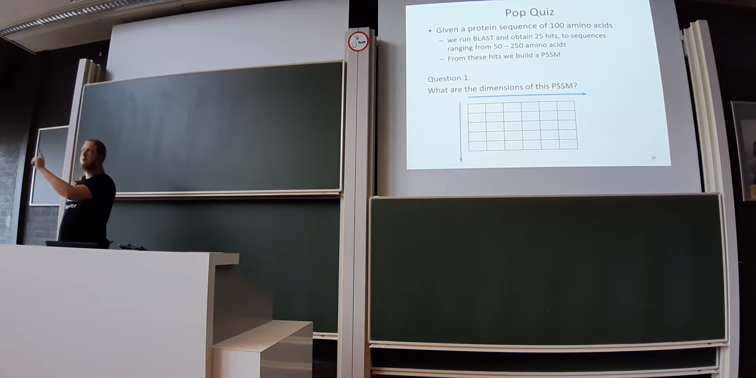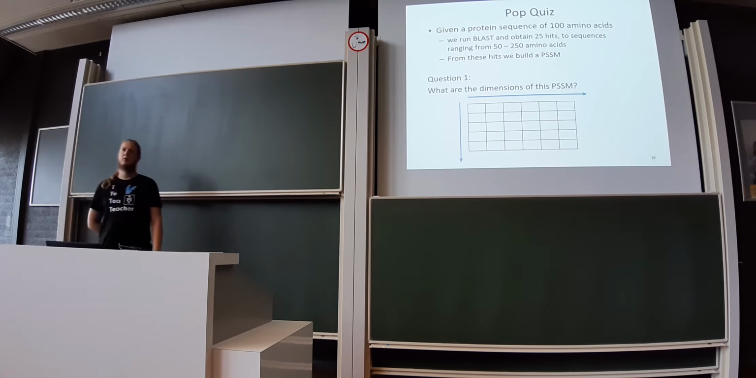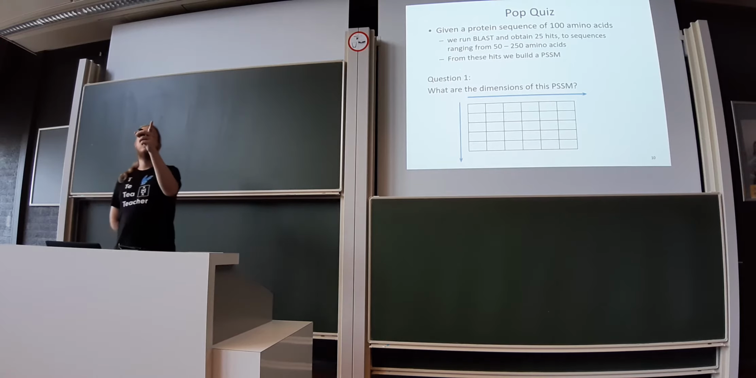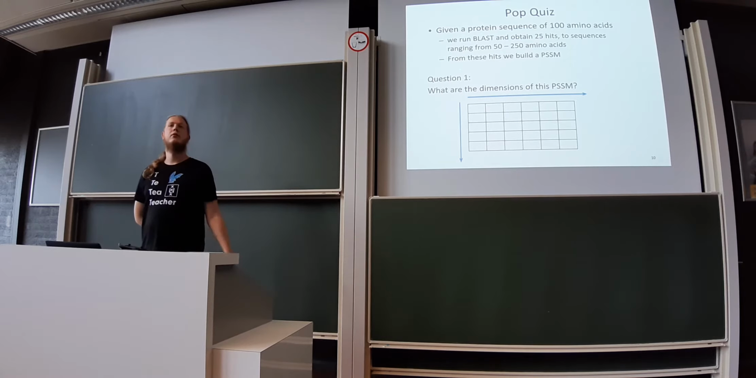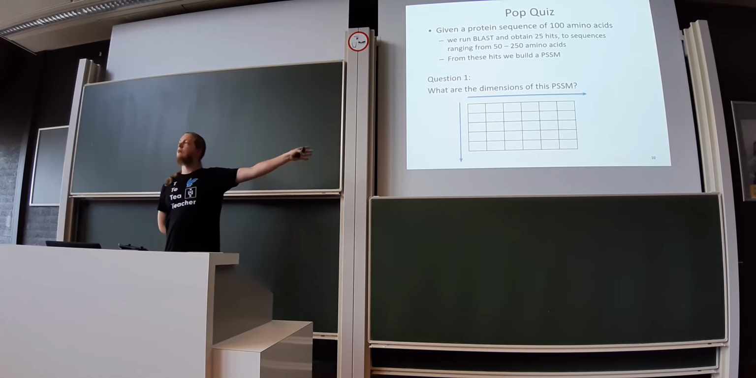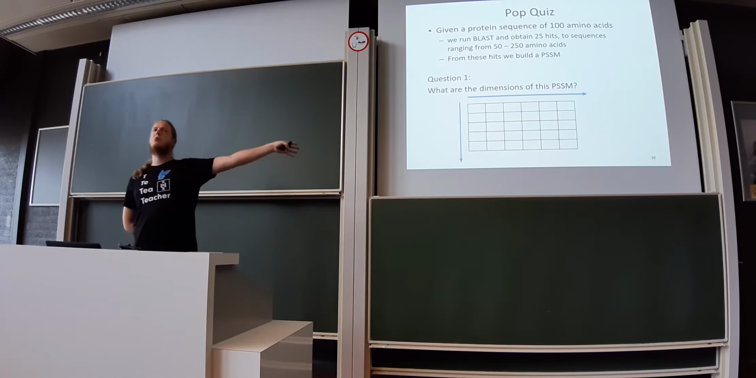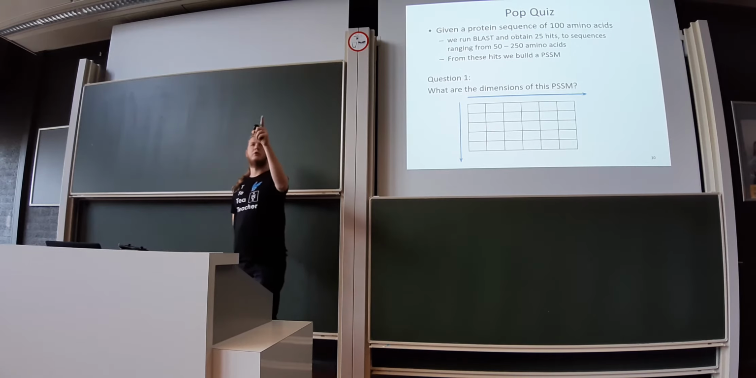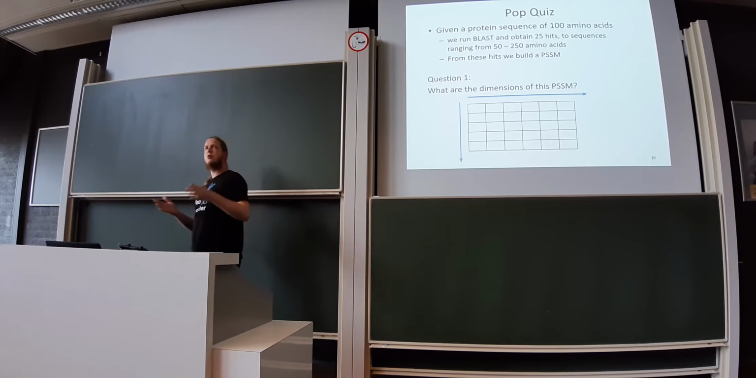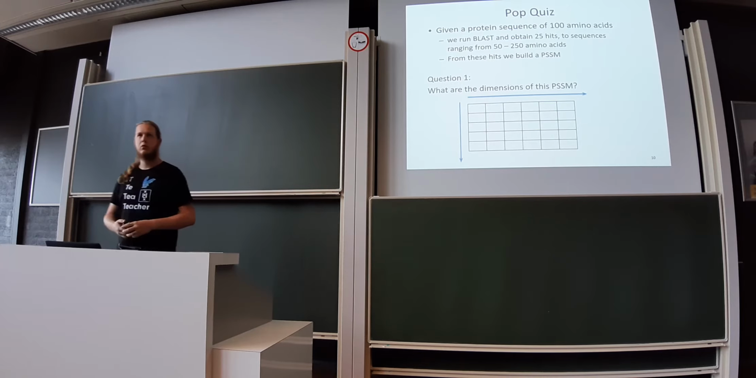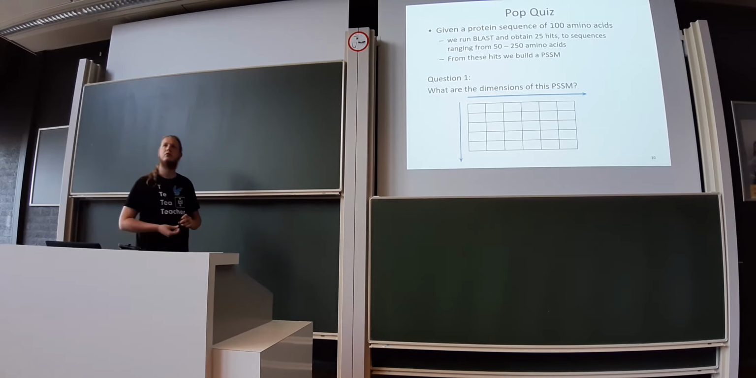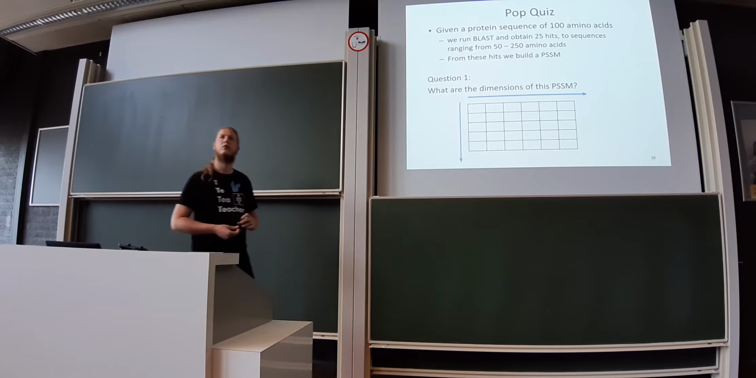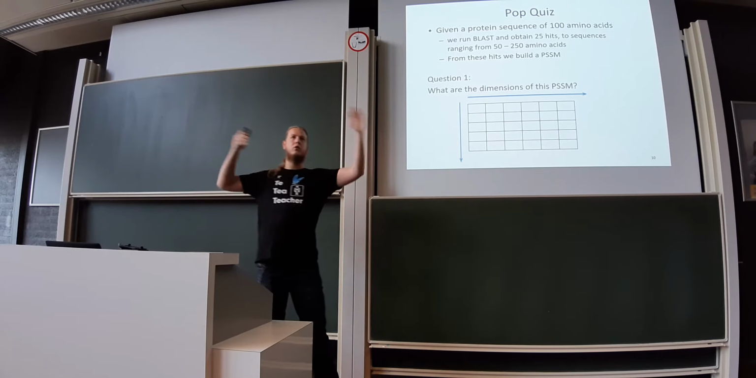Close, but not quite. Sorry, what was that? 100 by 250. Also close, but still not correct. So the 100 rows, that bit is correct. But what was in the columns again? You, sir. 20 by 100. Very good. So which is the rows and which is the columns? Yes? The 20 is the. Alright, so 20 across and 100 long.